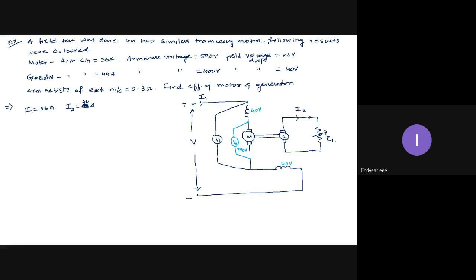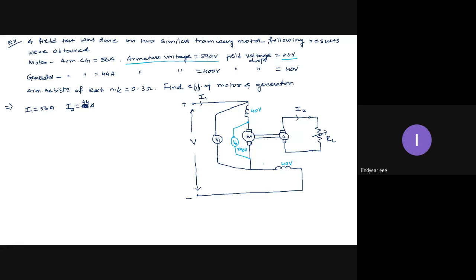As per the given statement, armature voltage is 590 and field voltage is 40 volts. So there is 590 volts across armature and 40 volts across field. So what is V1 now? 590 plus 40, that is 630. But what they have done in the textbook is they took V1 as 590, to that they added this 40 and made it 630. So they have taken V as 630. But actually as per the given statement, V is 40 plus 590 plus 40, it will be 670. So this is the mistake.